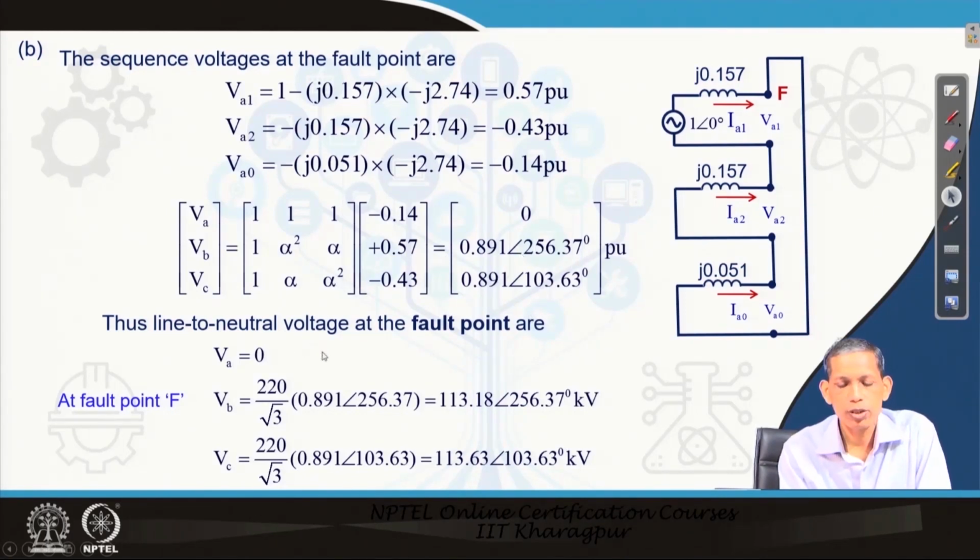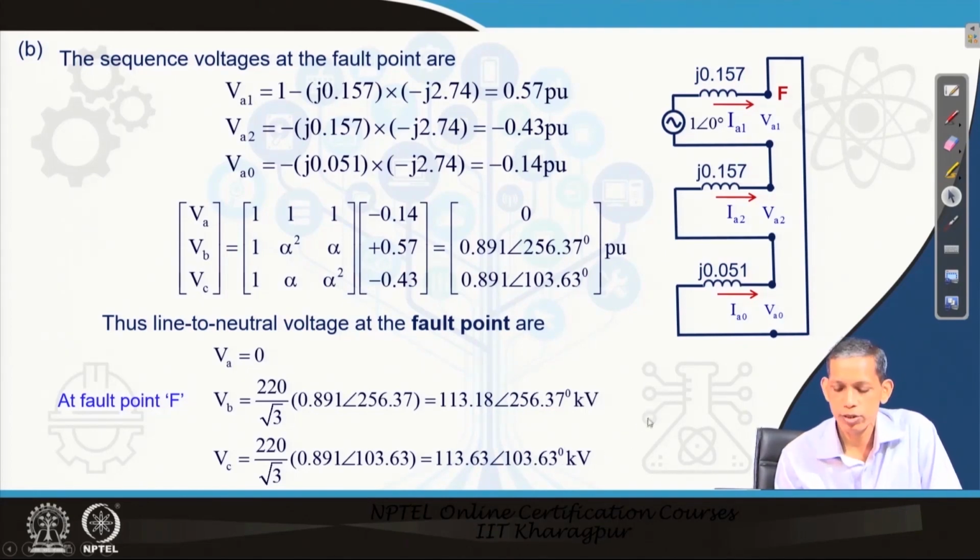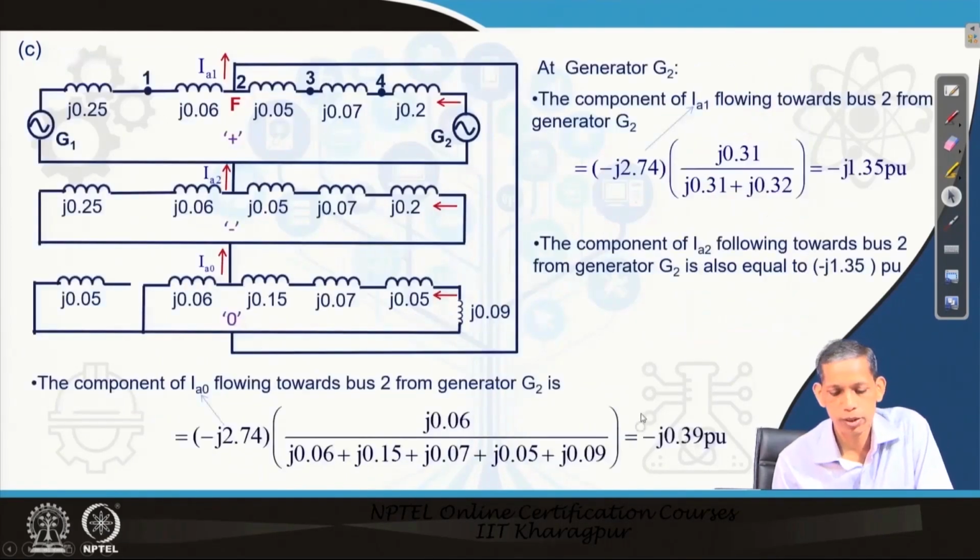Now, we see VA to be 0. For VB, the phase voltage base is 220 by root 3, in terms of kV. So, the base voltage times the per unit gives 113.18 kV with the corresponding angle, and for VC again 113.18 kV with an angle of 103.63 degree. So, at the fault point, in terms of kV, we got the corresponding voltages. These are obtained from the sequence component voltages from the considered sequence diagram.